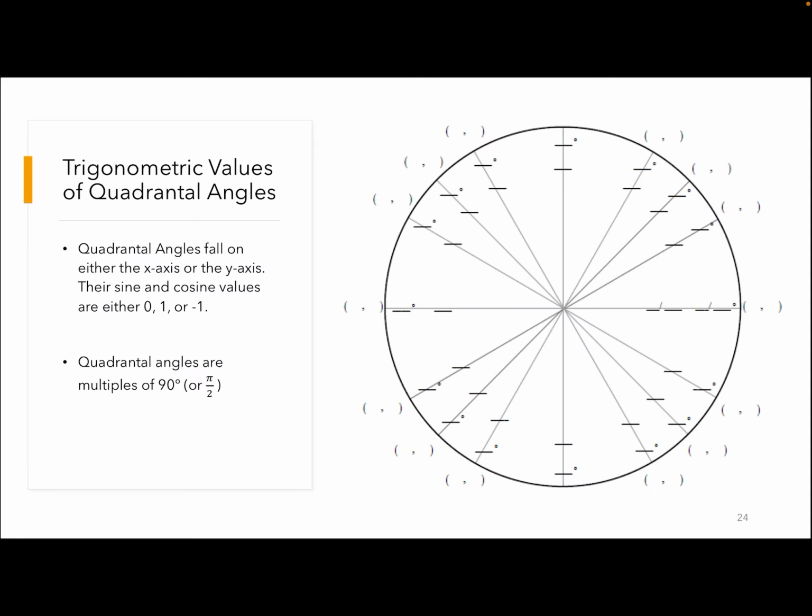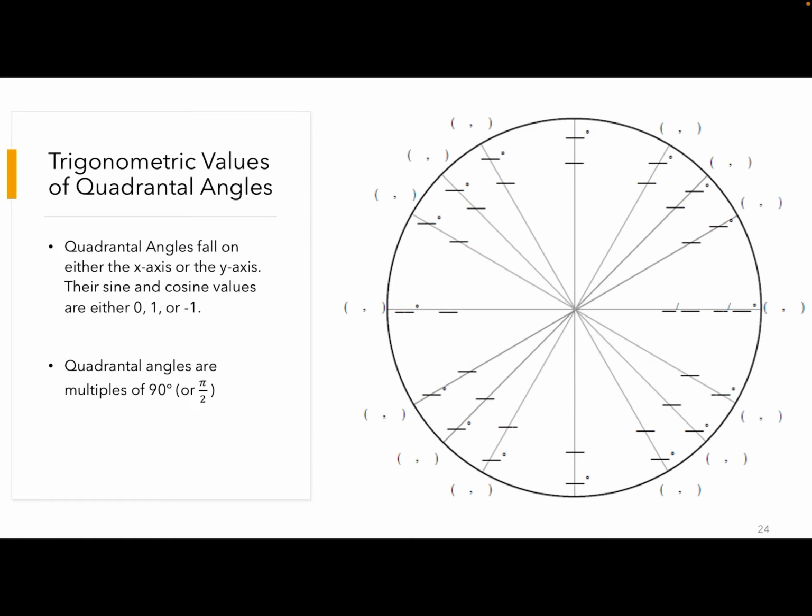So first are the trig values of the quadrantal angles. A quadrantal angle is an angle that falls on either the x or the y axis. They are multiples of 90 degrees or multiples of pi over 2. So we're talking pi over 2, 2 pi over 2, 3 pi over 2, 4 pi over 2, 5 pi over 2, and so forth. We're going to write down those values and label them in degrees and in radians. These values are either 0 or 1.